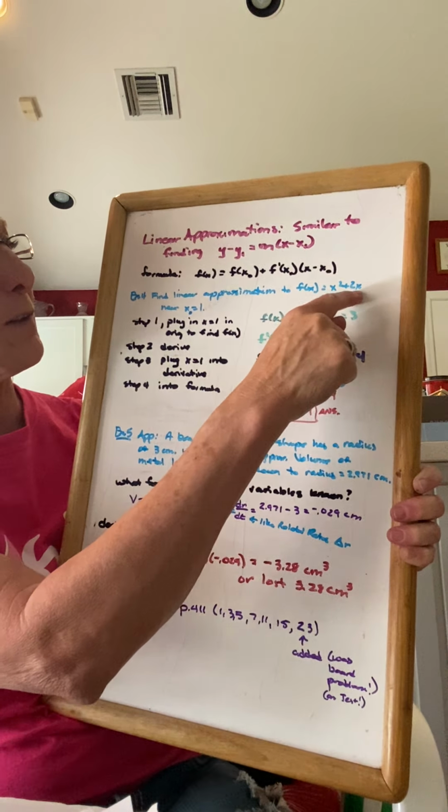Okay? Then I said put it into the formula. So I'm going to put them into this formula. So I get f of x equals 3 plus 4 times the quantity of x minus 1. 3 was f of x sub 0. Plus 4, that's the slope, times x minus 1. I do some nice math, and I get f of x equals 4x minus 1.